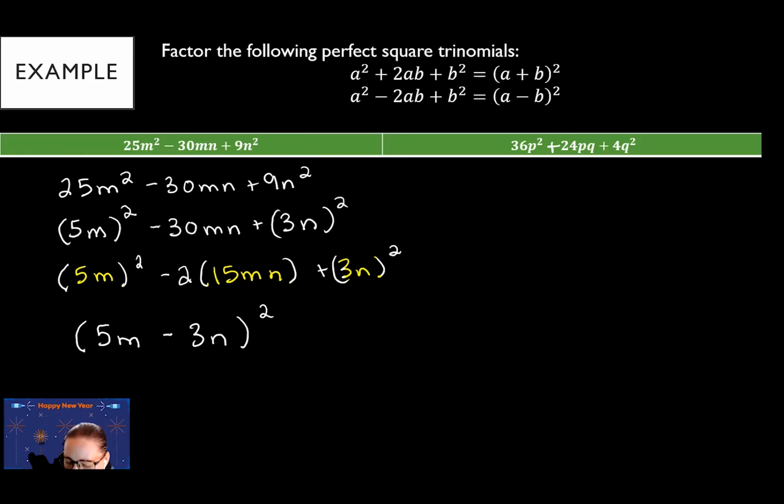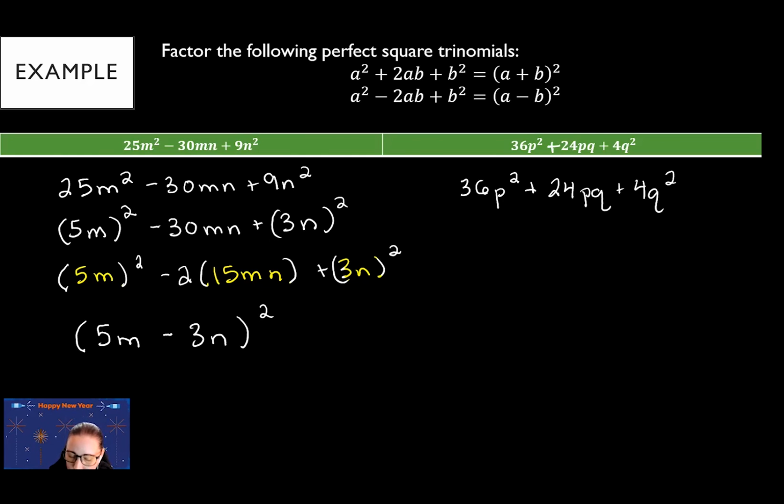So the second one here, I've now turned that into a plus for getting some variety. So we have 36p squared. We made that a plus. Use the whole pencil so far. 24pq plus 4q squared. So middle, that 24 is an even number, so that's our first check.